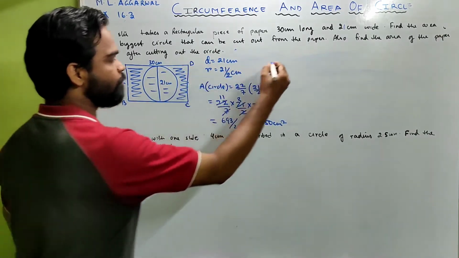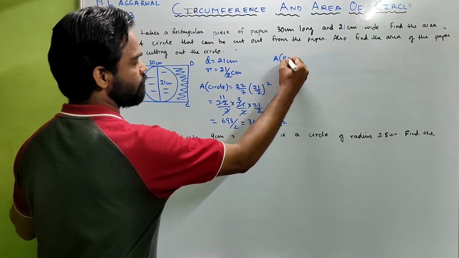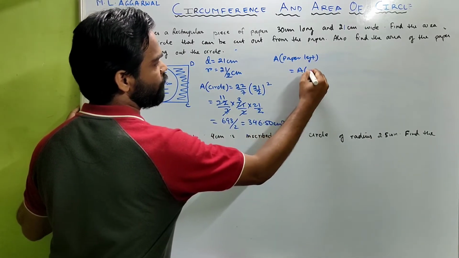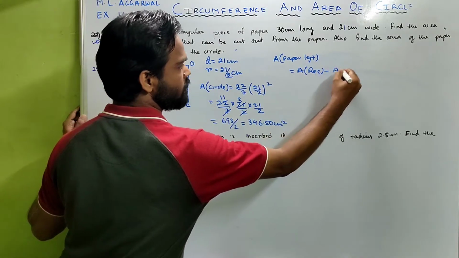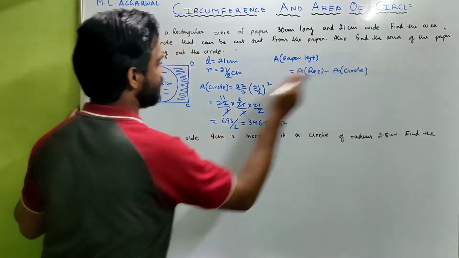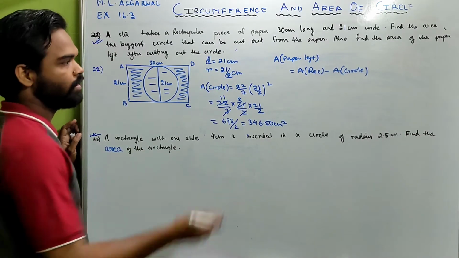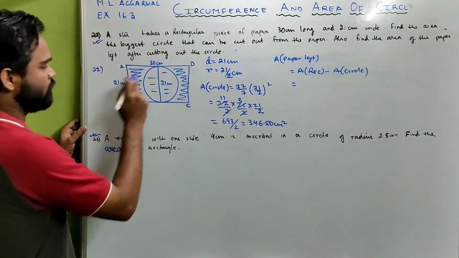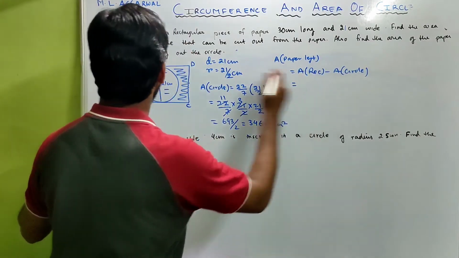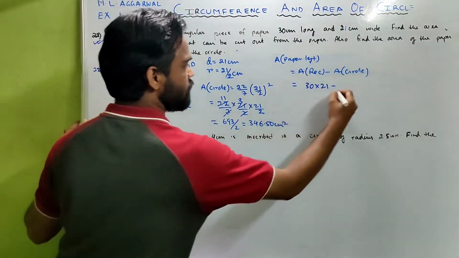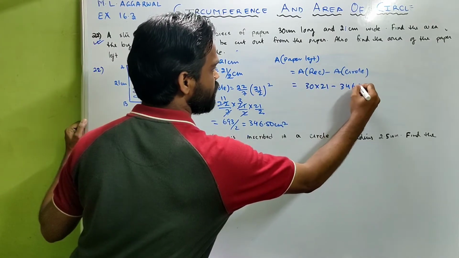So area of paper left, if you see, will be equal to the area of the rectangle minus the area of the circle, isn't it? From the rectangle, if you remove the circle, you get that portion. So area of rectangle is what? 30 multiplied by 21. That's 30 multiplied by 21 minus area of circle, we already know, 346.50.